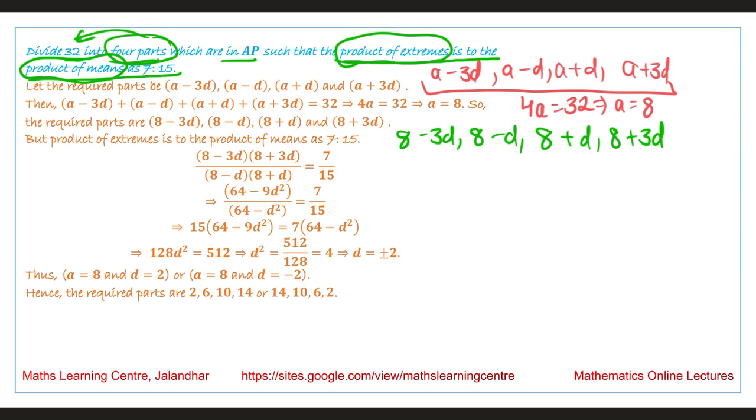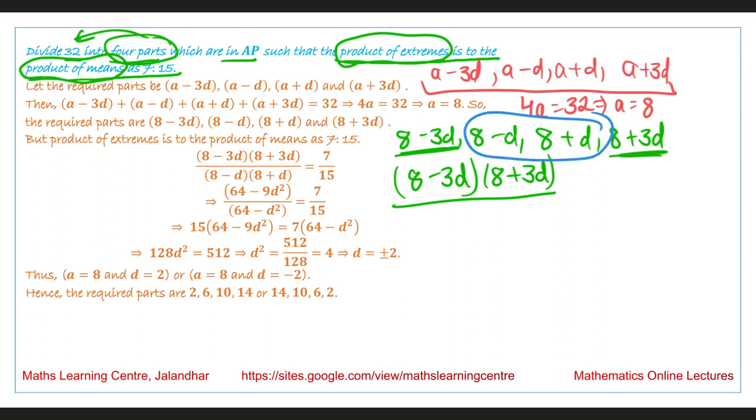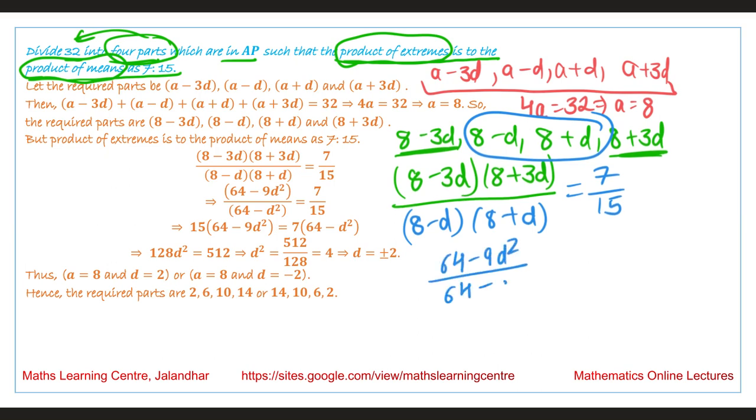So the product of extremes means these two values: 8 minus 3d into 8 plus 3d, divided by the product of means. It means we are talking about these two: 8 minus d into 8 plus d. It is equal to 7 by 15. So we obtain (64 minus 9d squared) over (64 minus d squared) is 7 by 15.